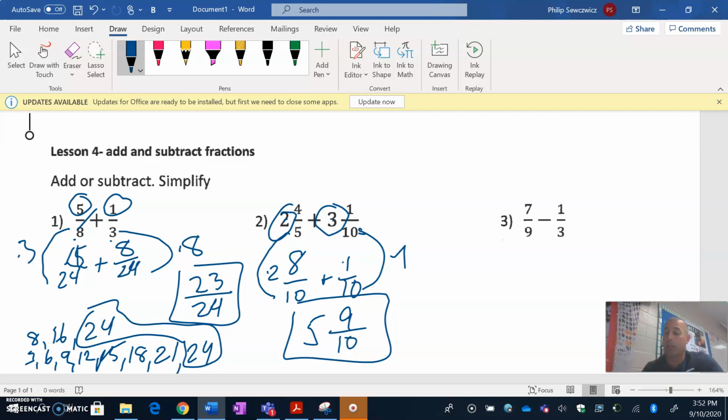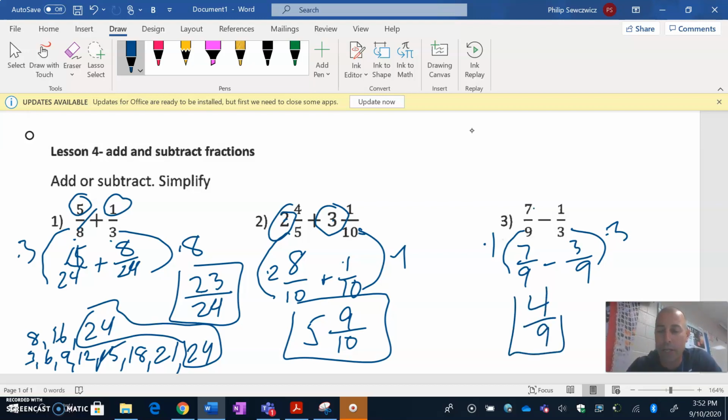Question number 3 is subtraction. Same rules, except we'll subtract them. Common denominator. What's a number that 9 and 3 can both fit into? Yeah, it's 9. It's 9 because what do you multiply 9 by to get to 9? Well, 1. 7 times 1, there's your 7. Come to the other side. What do you multiply 3 by to get to 9? Well, multiply it by 3. So that's what you'll multiply your numerator by. 1 times 3 is 3. There you go. Now we're ready to subtract. 7 ninths minus 3 ninths, 4 ninths. We're done. Show is over.